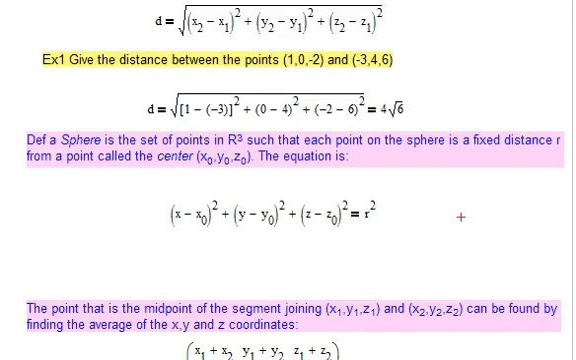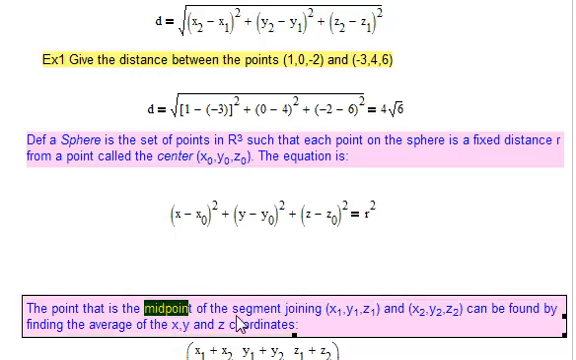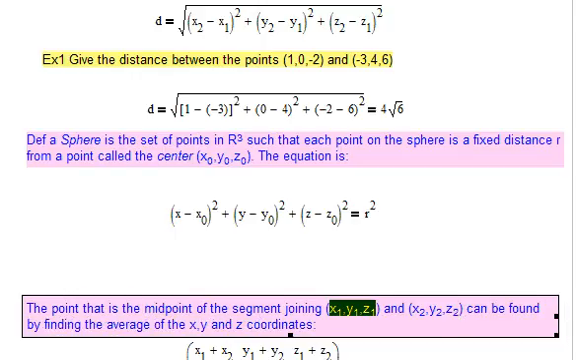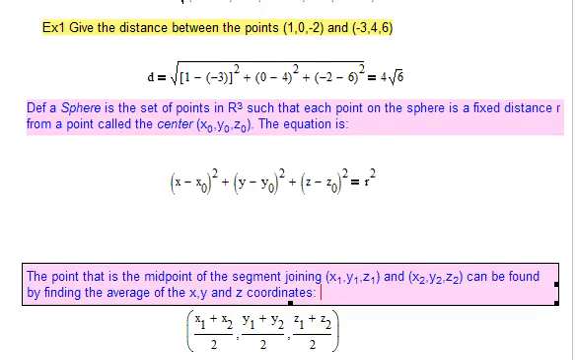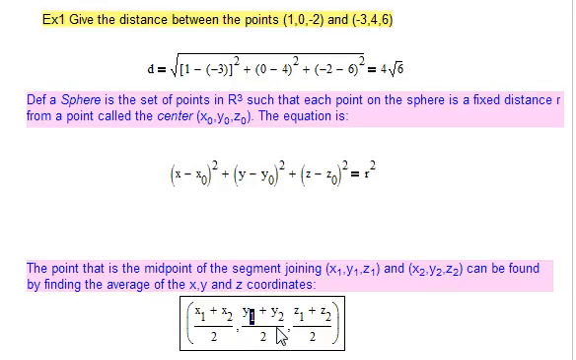This is interesting. We're still doing some analytical geometry here. The midpoint of the segment joining x1, y1, z1 and x2, y2, z2 is similar to the midpoint in two-dimensional space, because you just find the average of the x coordinates, the average of the y coordinates, and the average of the z coordinates, and that's how you find the midpoint. So we're getting into some quick and easy analytical geometry, and you'll notice the similarity between this and analytical geometry that you've learned in two-dimensional space.